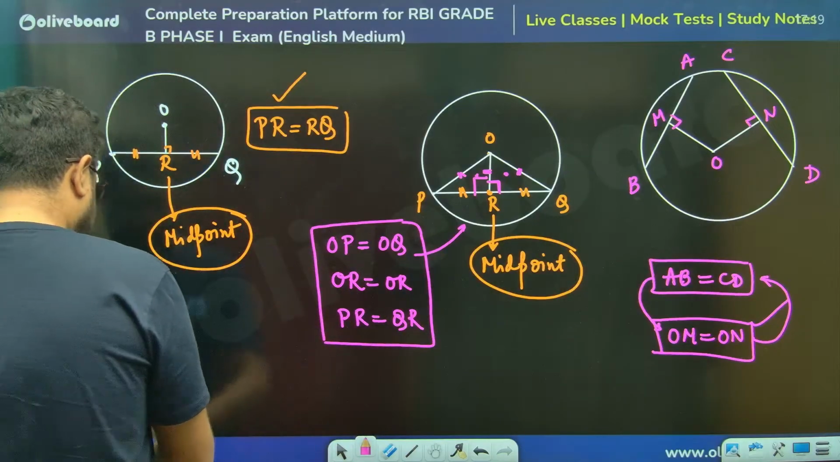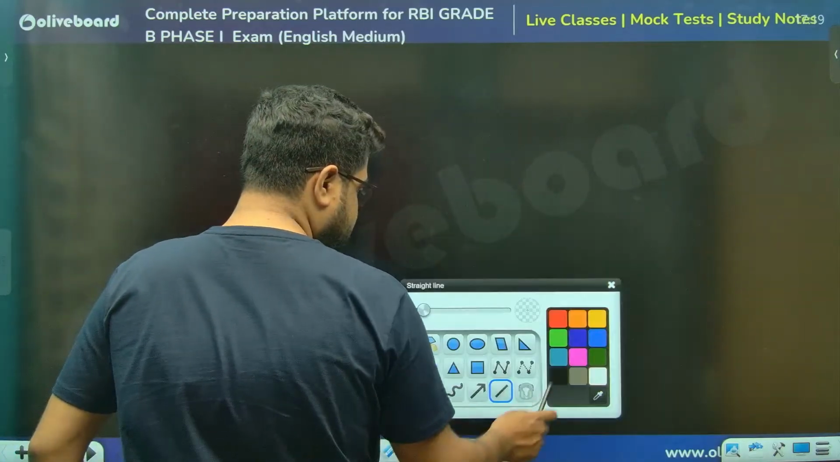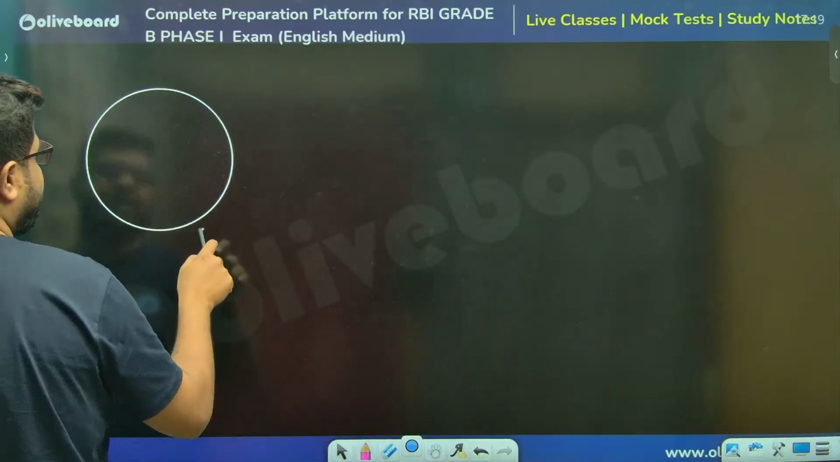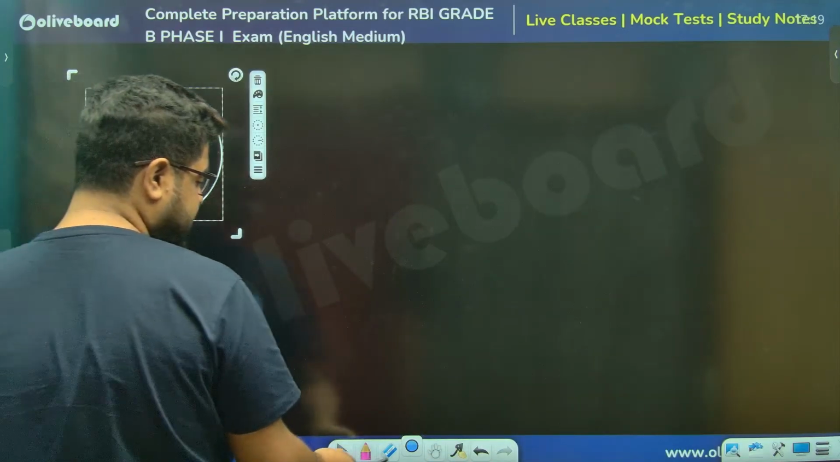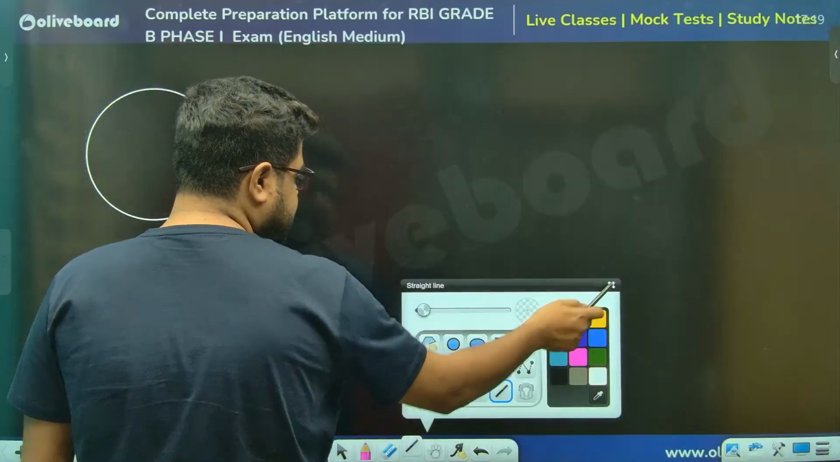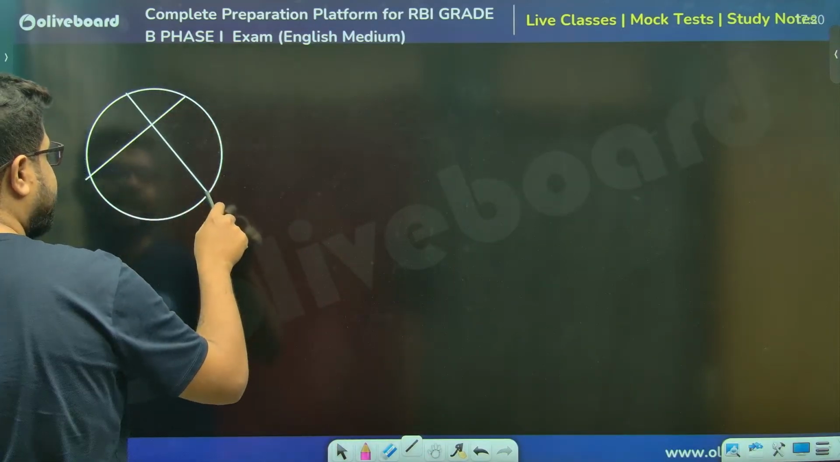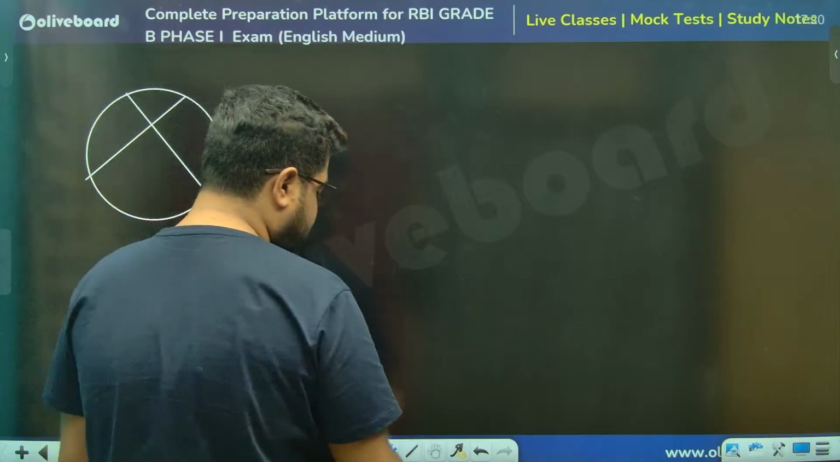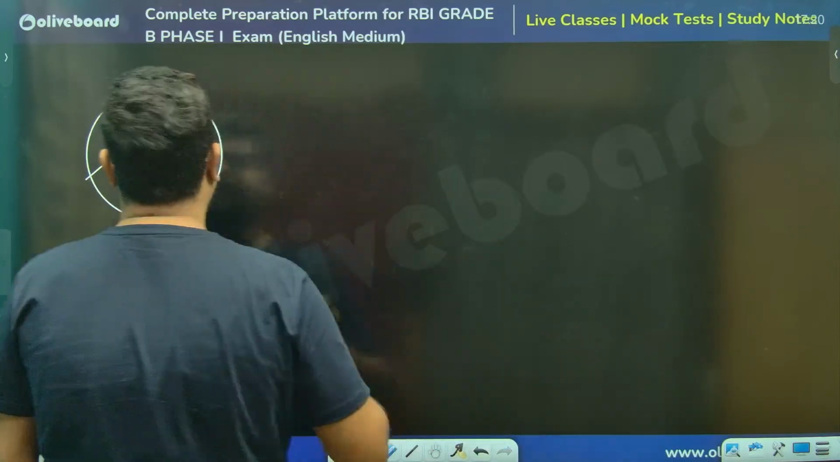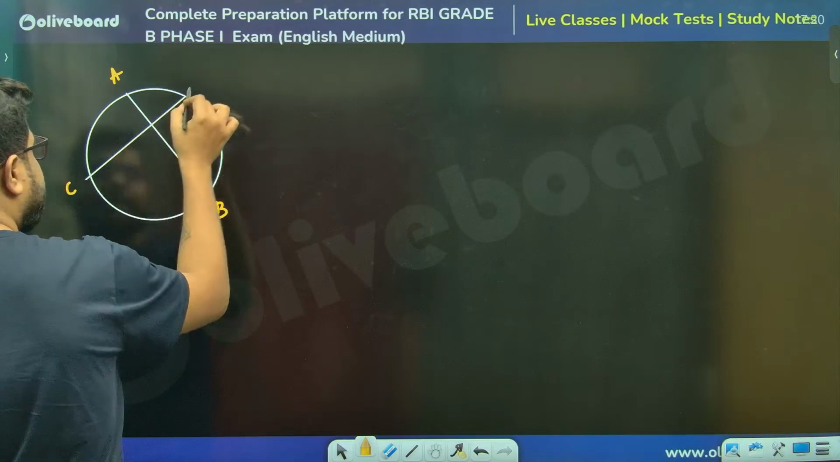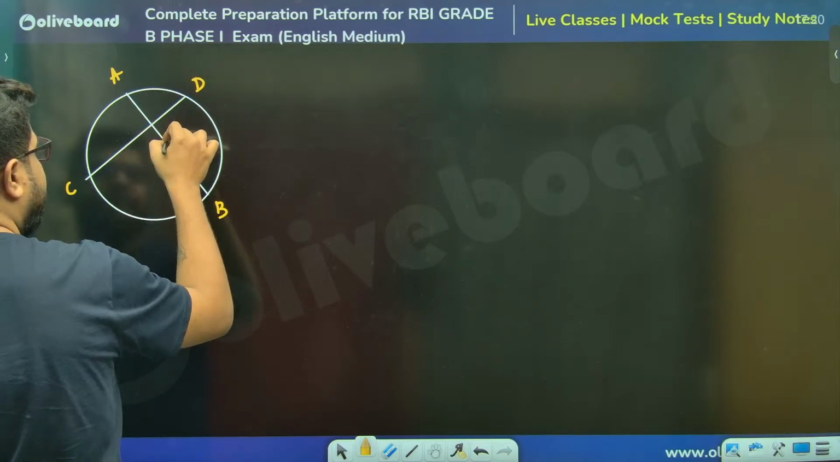Perfect. Another chord property. Generally three properties are there, but again I'm giving you one extra. Remember it a little, it's a useful thing. They ask you these things. One chord is like this, and another chord is like this. We are talking about intersecting chords. Let's say this is AB, another chord is CD, and say this is M.